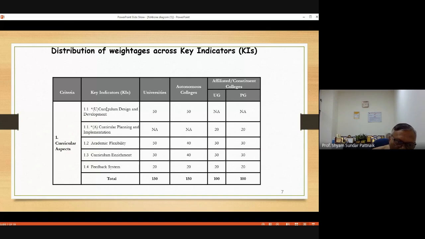So basically your ribs will have 4 such main causes. One is curriculum design and development, curricular planning, academic flexibility, curriculum enrichment, feedback system. You can put more, but these 4 minimum you have to take. So these are your main causes. Now these main causes will have so many sub causes which you have to decide. So accordingly, you'll create a fish diagram for the curriculum aspect.